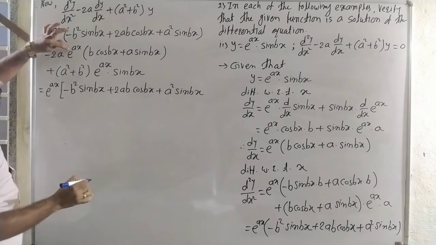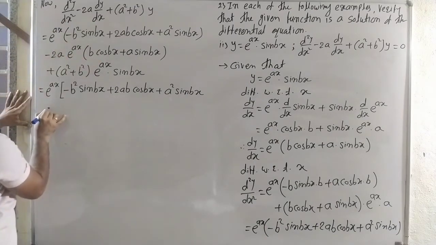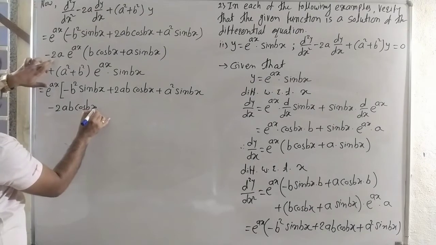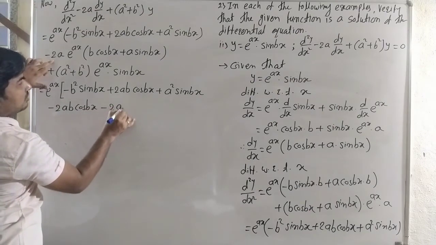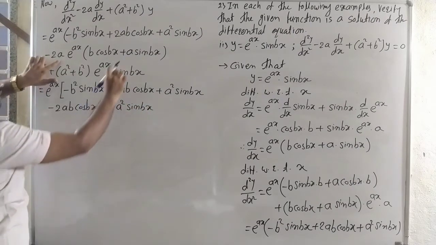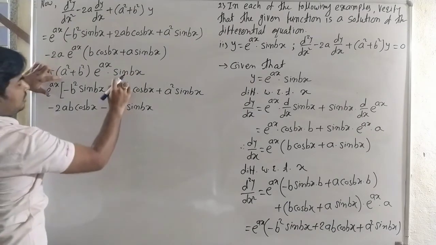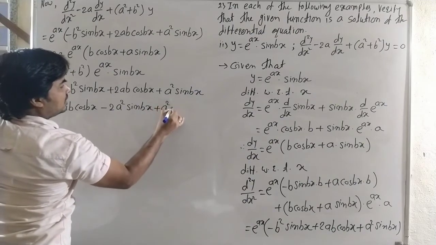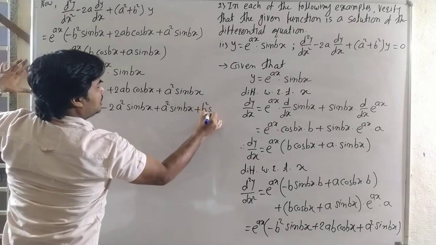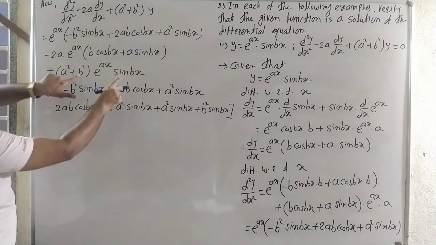Then here we write minus 2ab cos bx, then again minus 2a square sin bx. See carefully, it is 2a square sin bx. Now again here it is plus a square sin bx plus b square sin bx. A square sin bx and b square sin bx.